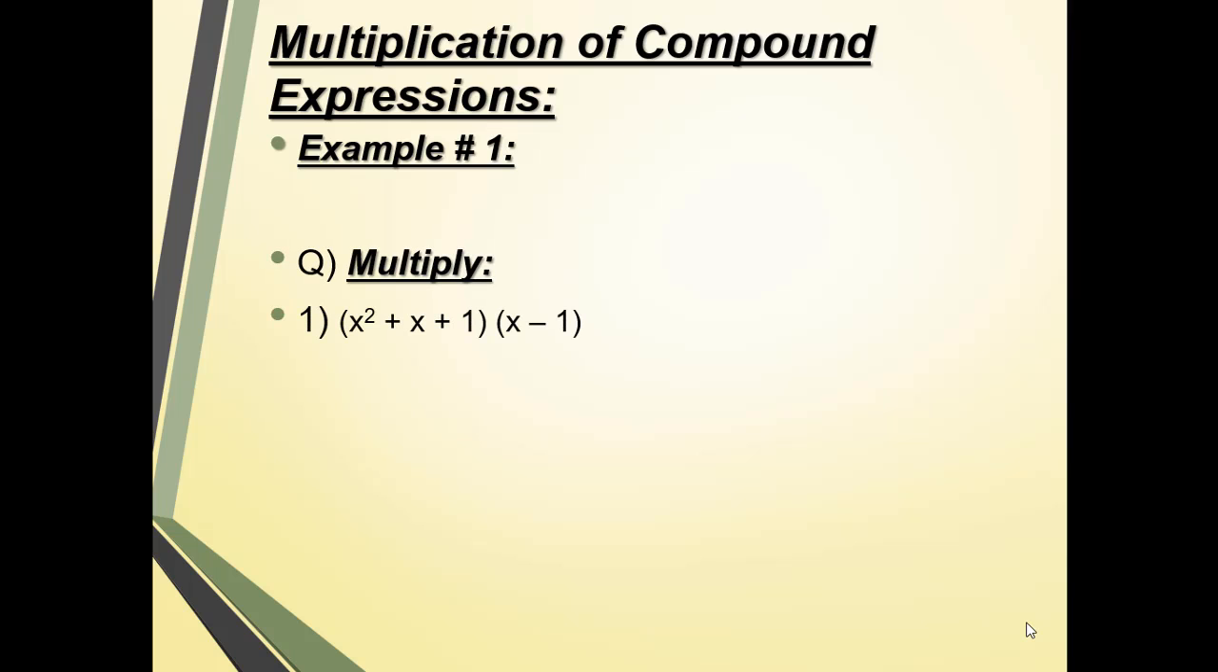If we see in this example, we have been given two expressions, or you can say a trinomial expression is multiplied with a binomial expression. So how can we multiply it? We need to multiply every element of the first bracket with the second bracket like this.